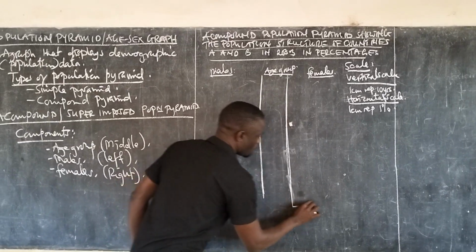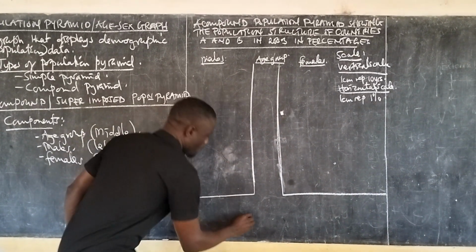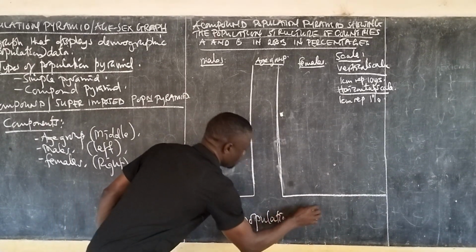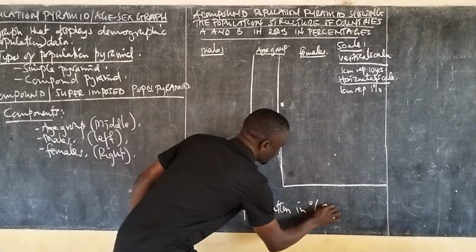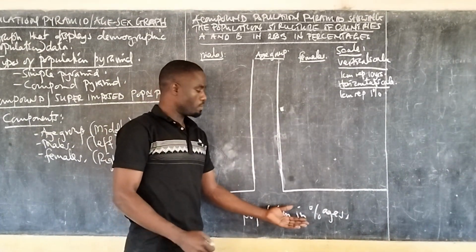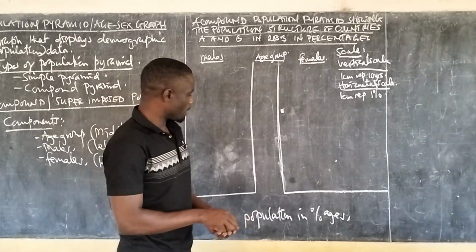Then here we are going to have population in percentages down here. Population in percentages. It is not restricted to percentages. Sometimes you can be given data and it's not in percentages, so you can use the absolute values.